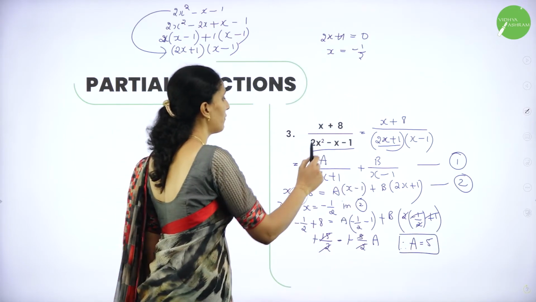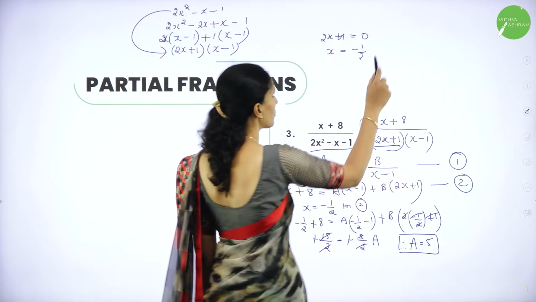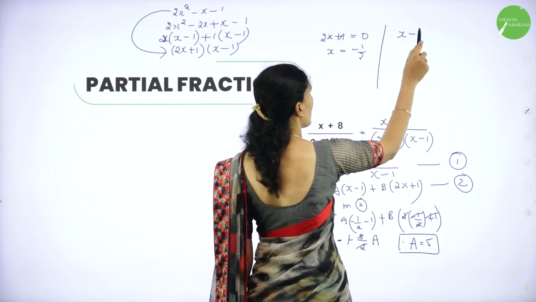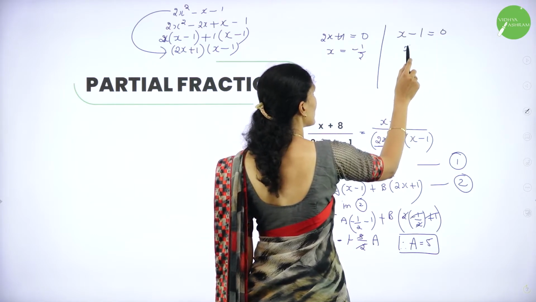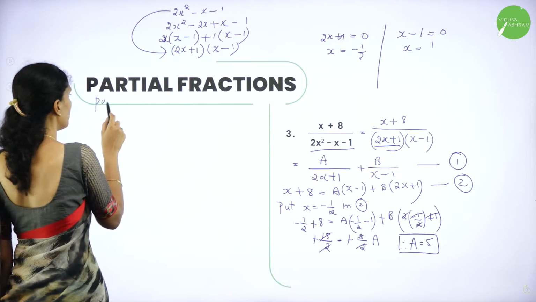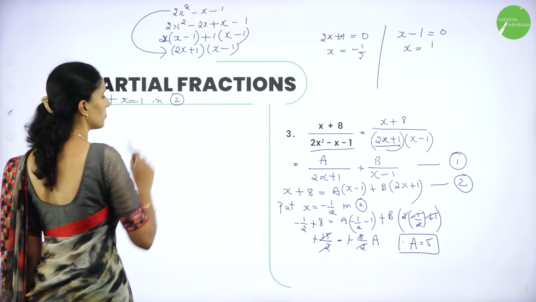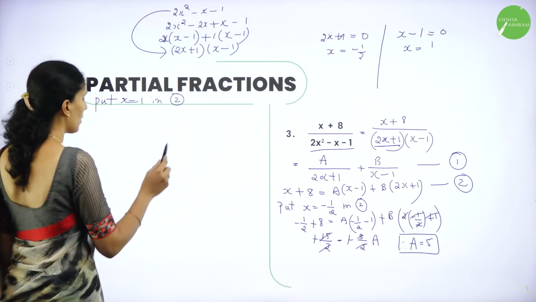So equating the first linear factor, we will get the value of a. We are left with one more linear factor, which is x minus 1. So we will get x is equal to 1. So now put x is equal to 1 here in equation 2. What happens if I put x is equal to 1?